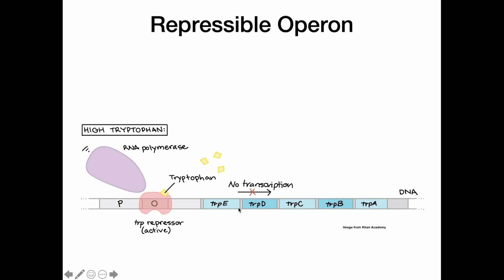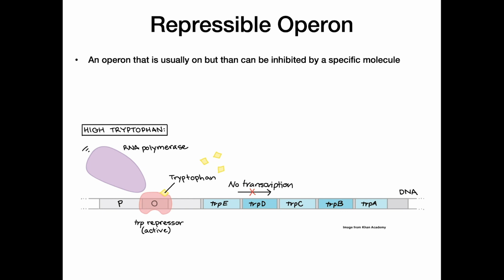So we have two kinds of operons. We have repressible operons and then we have inducible operons. Repressible operons are operons that are usually turned on, but then can be inhibited by particular molecules. That's why we say it's repressible: it's on, but the activity of that operon can be repressed. An example of that is the trp operon.